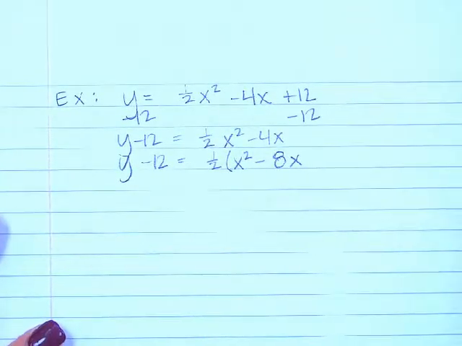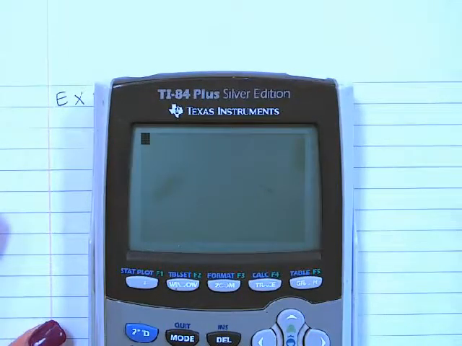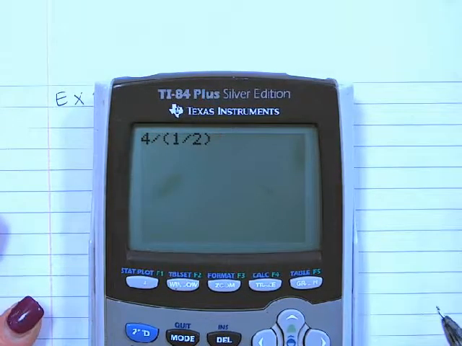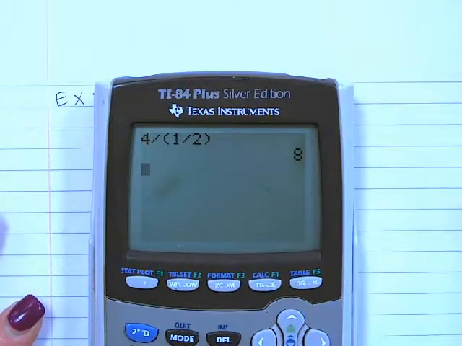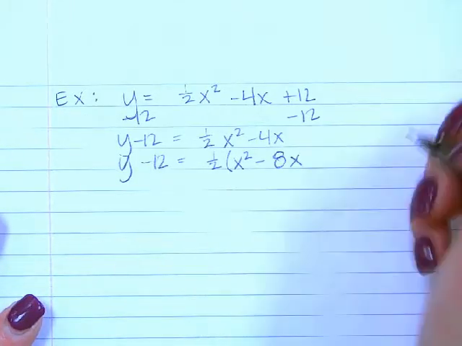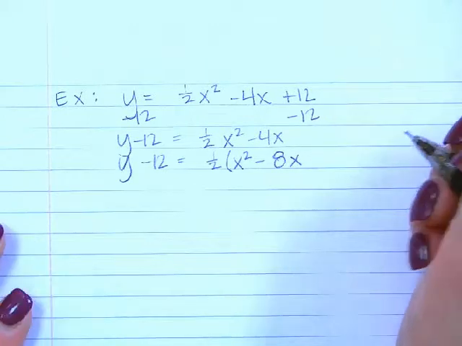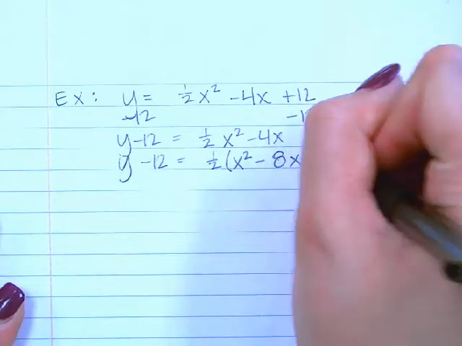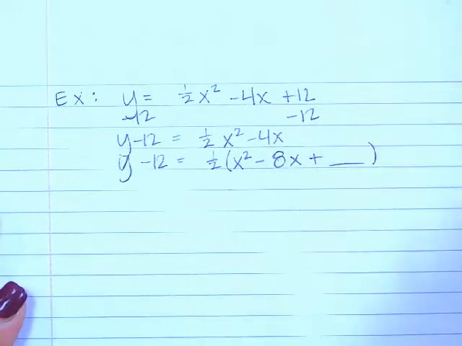You can also do that in a calculator. So if you want to type it in, you would say 4 divided by, and then the 1/2 you have to put in parentheses. So 4 divided by 1/2 is 8. All right, so dividing by a decimal, or a fraction that's smaller than 1, actually makes the number bigger, not smaller. And then we have our blank there.